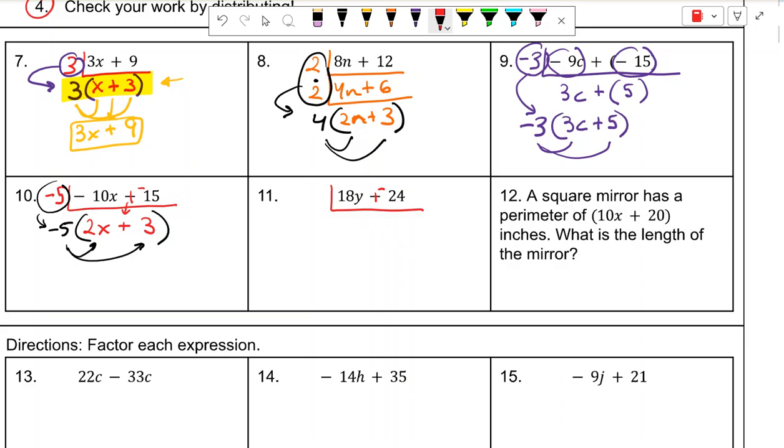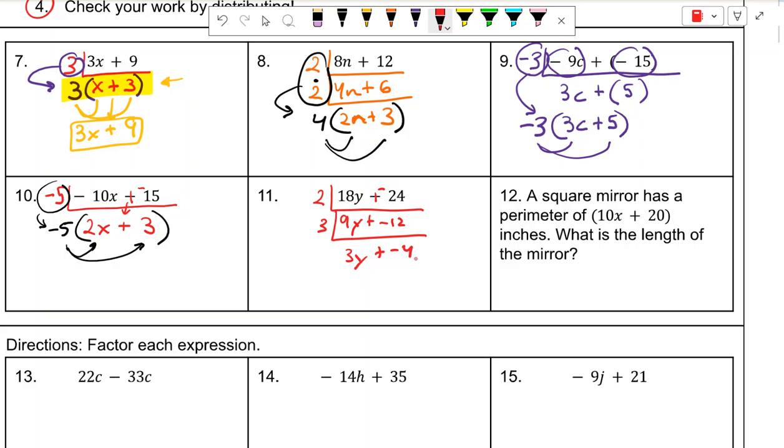But let's say I don't automatically think of 6. Let's say I think of a smaller number, such as 2. And now this is going to take a much longer road, but we'll get to the same answer. 18y divided by 2 is 9y, and negative 24 divided by 2 is negative 12. Well, I can take out 3 from both still, so I'll take out 3, and 9y divided by 3 is 3y, and negative 12 divided by 3 is negative 4.